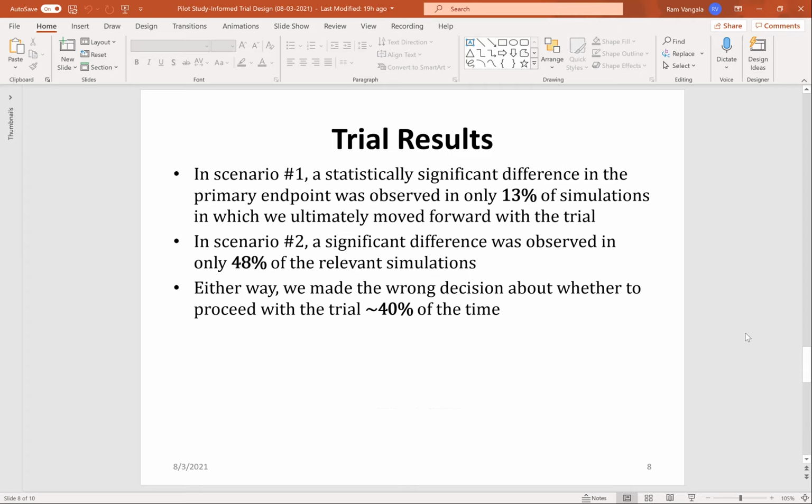So despite our intention to get 80% power, the methodology I just described really is resulting in us having very, very low power compared with that. So we're ending up with really underpowered trials regardless of whether there is a clinically meaningful effect or not. And either way, we make the wrong decision about whether to even do the trial about 40% of the time. Whether that's when we should run the trial, 40% of the time we're not running it, or when we shouldn't run the trial, 40% of the time we are running it.